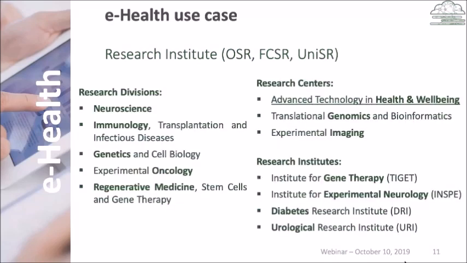Just to have an idea of our research divisions, we have neuroscience, immunology, genetics, oncology. Research centers, we have the Advanced Technology in Health and Wellbeing Center. That is the center involved in the DITAS project. Then we have also other research institutes regarding gene therapy, neurology, diabetes, and urology.